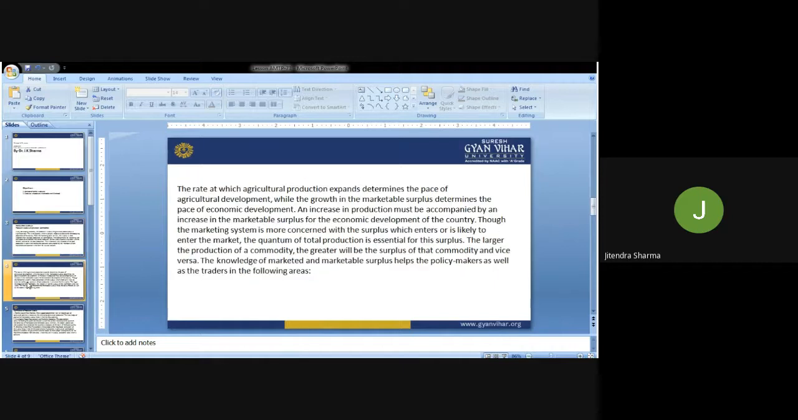Now, the rate at which agricultural production expands determines the pace of agricultural development, while the growth in the marketable surplus determines the pace of economic development. An increase in production must be accompanied by an increase in the marketable surplus for the economic development of the country. The marketing system is more concerned with the surplus which enters or is likely to enter the market.